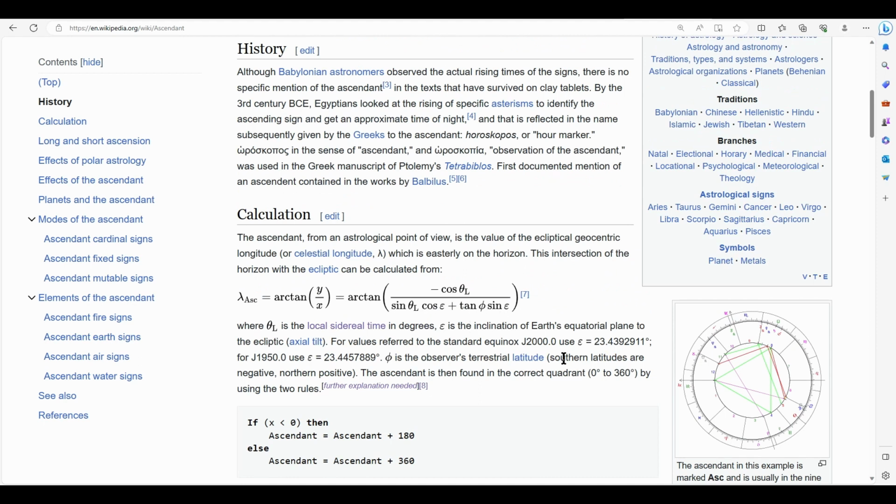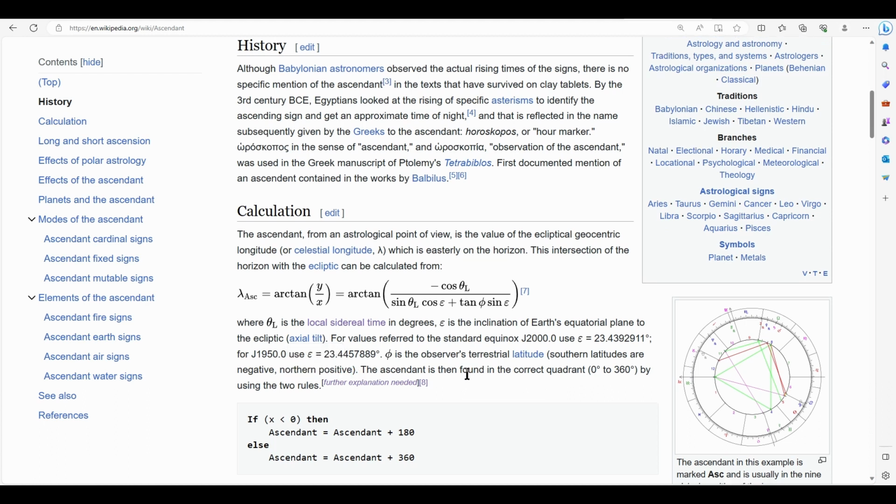It says southern latitudes are negative, northern positive. So it will be positive in our case because Cincinnati is north, it's America, so it's easy to say it's north latitude.